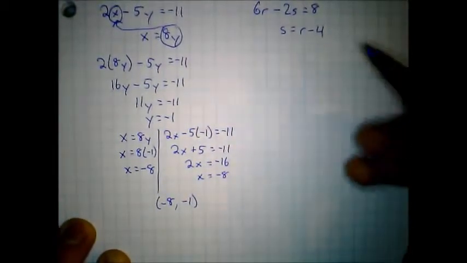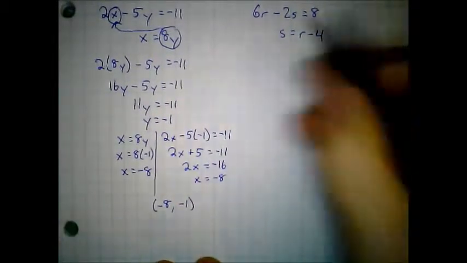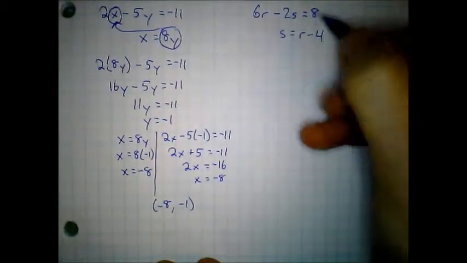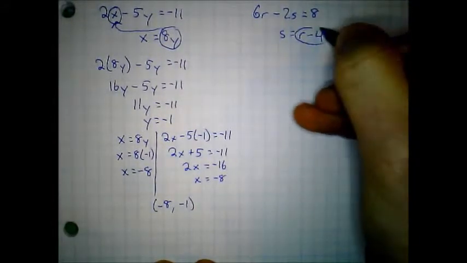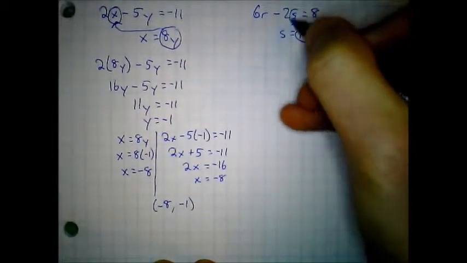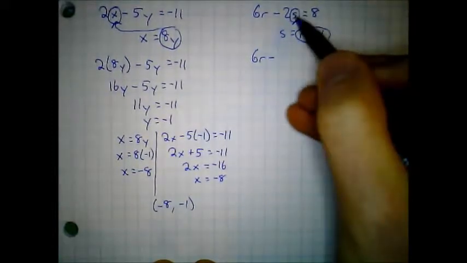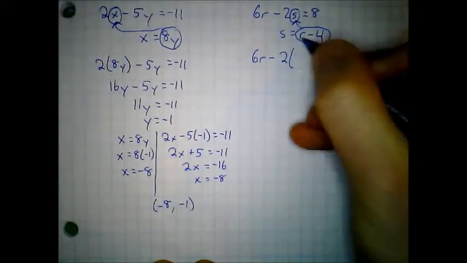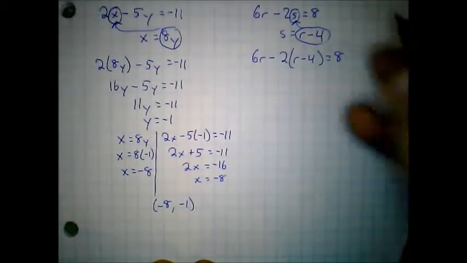Okay, in this example, again, we're not afraid of the different variables. Okay, we know we solve it the same way. Here, s equals r minus 4. So I'm going to substitute this group, r minus 4, in for this s. So I have 6r minus, well, since I had 2 s's, I'm going to have 2 of this group, r minus 4. This is going to equal 8.